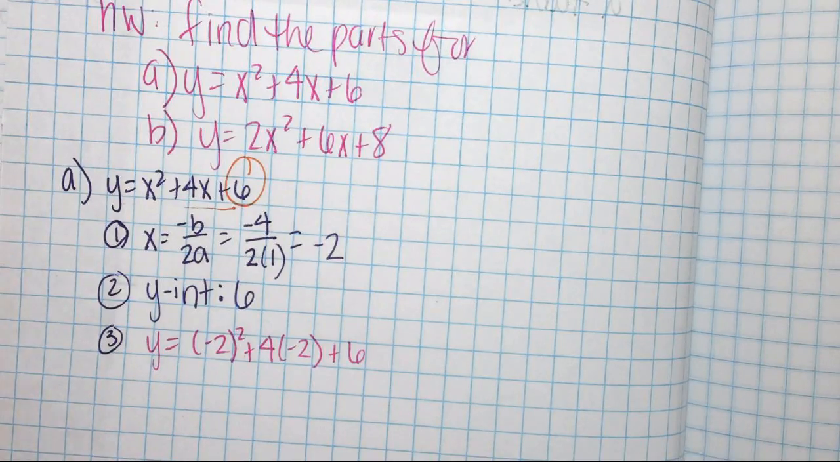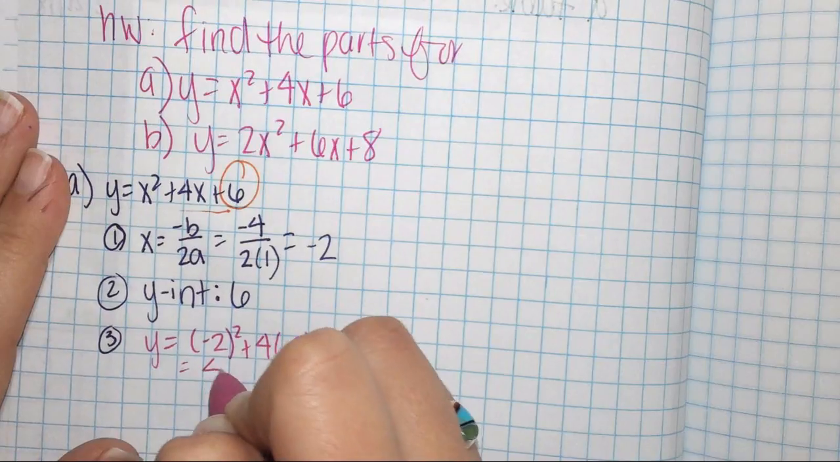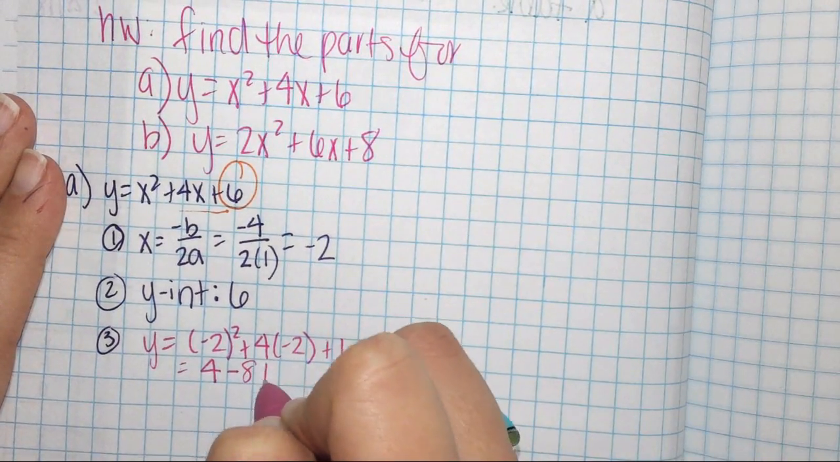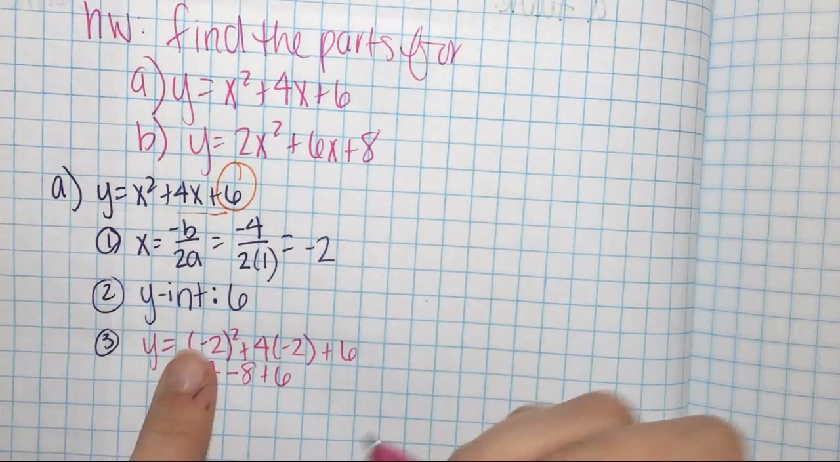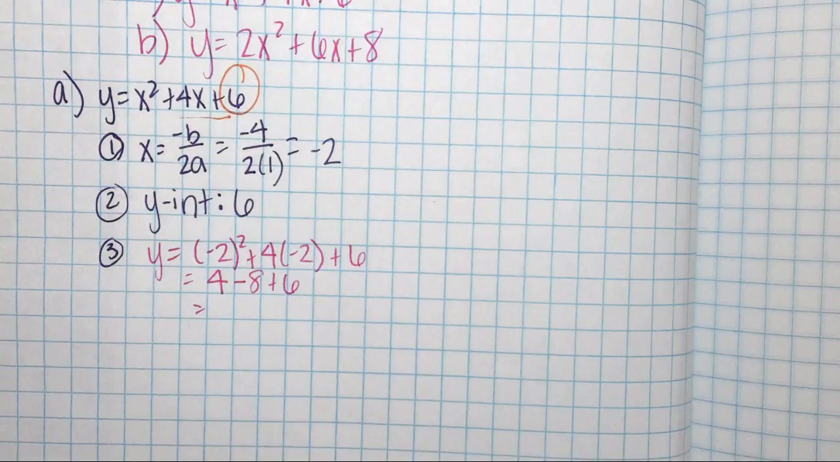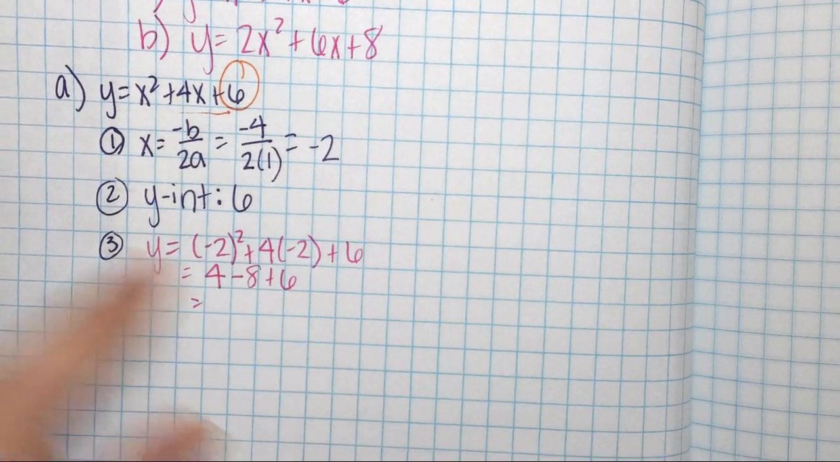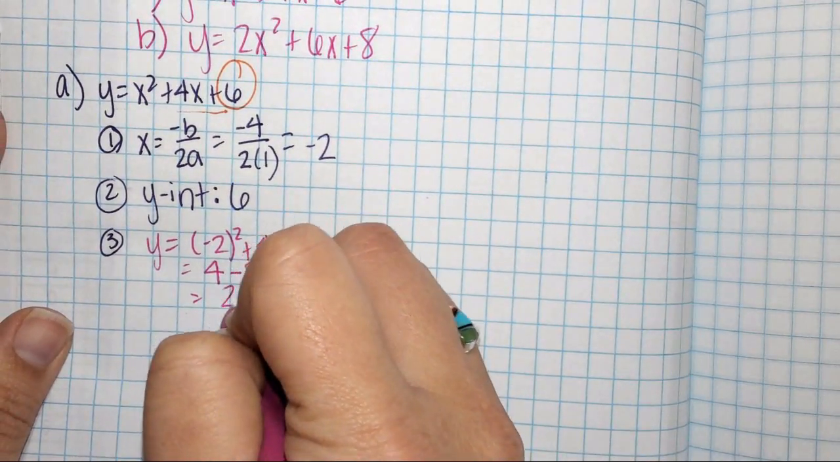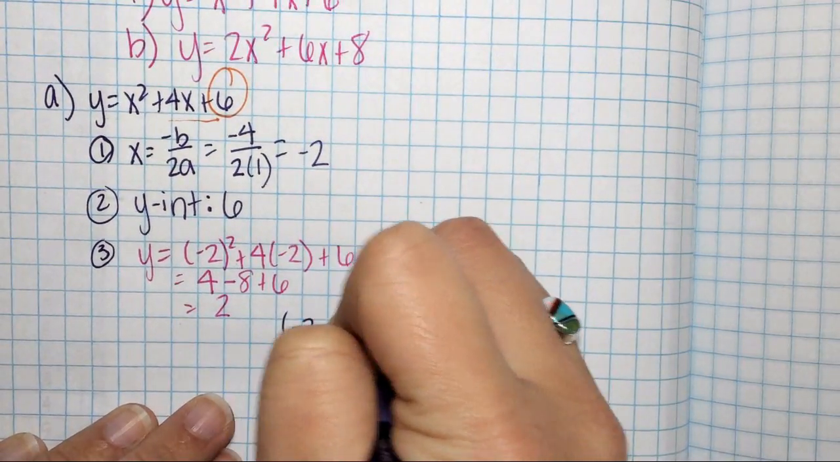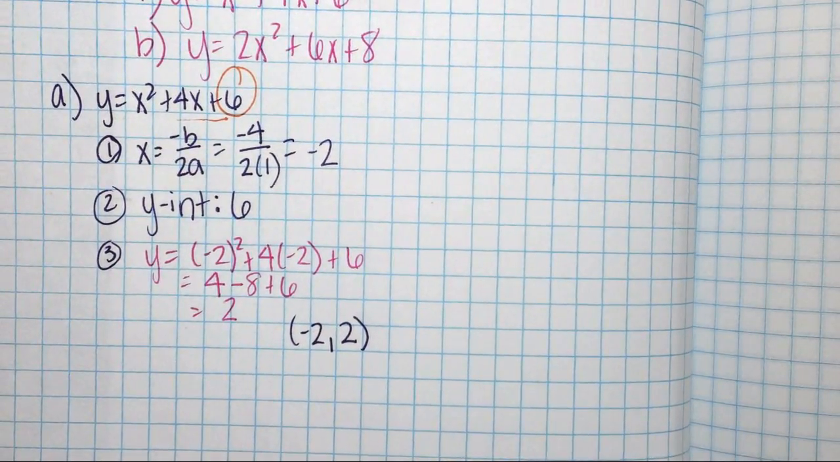Alright, what's negative 2 squared? Positive 4. What's 4 times negative 2? Negative 8. Okay. Alright, what's 4 minus 8? Negative 4. What's negative 4 plus 6? 2. So the coordinate for our vertex is negative 2, 2.